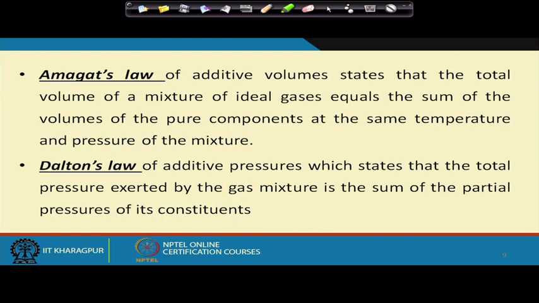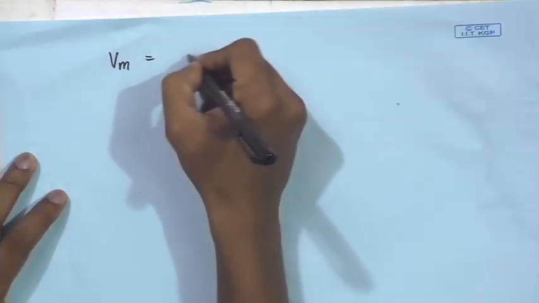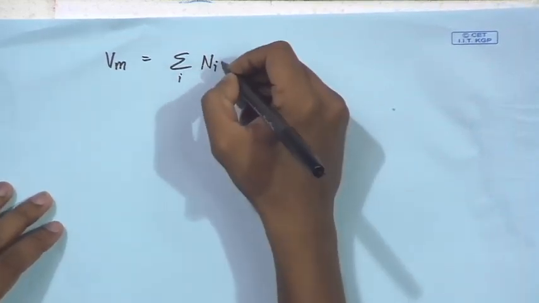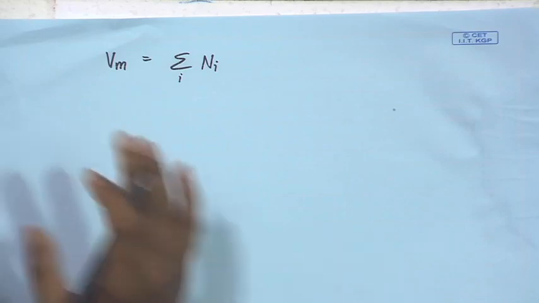So before going into the problem, it has been already taught, but I just want to revise it a little bit so that you will be understanding this problem better. We want to look back to what is Avogadro's law and what is Dalton's law. Avogadro's law of additive volume states that the total volume of a mixture of ideal gases equals the sum of volumes of pure components at the same temperature and pressure as that of the mixture. So basically it means the total volume of the mixture Vm is the summation of molar volumes of each component, means the volumes of each component that constitutes the mixture.